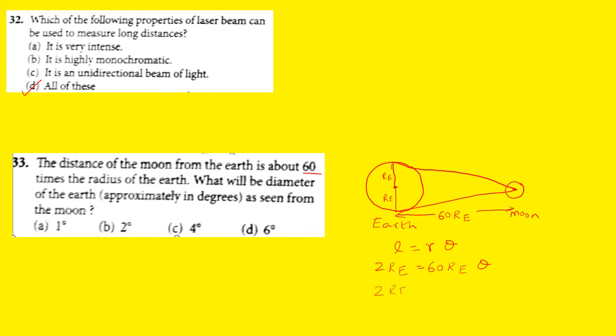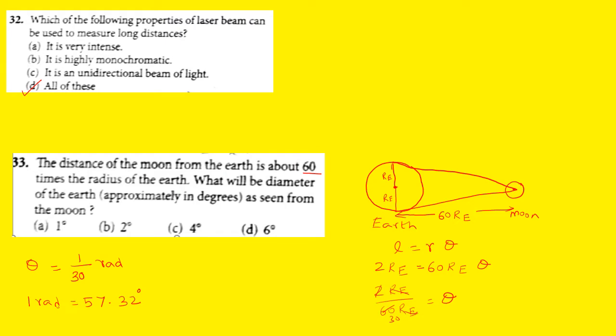So bring 60 RE to the other side. So we will get 1 by 30. So theta is 1 by 30 radians, because in this formula L equal to R theta, theta is in radians. So for changing this radians into degree, an easy way is to remember this number, children. 1 radian is 57.32 degrees.